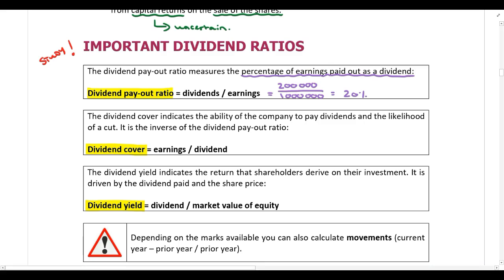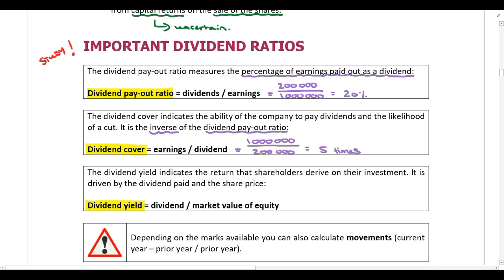Now, guys, the dividend cover is just the inverse of the payout ratio. So instead of saying dividends divided by earnings, we are now just saying earnings divided by the dividend. So using the same numbers as above, take the earnings, divide by the dividend, and you get a cover ratio of 5 times.